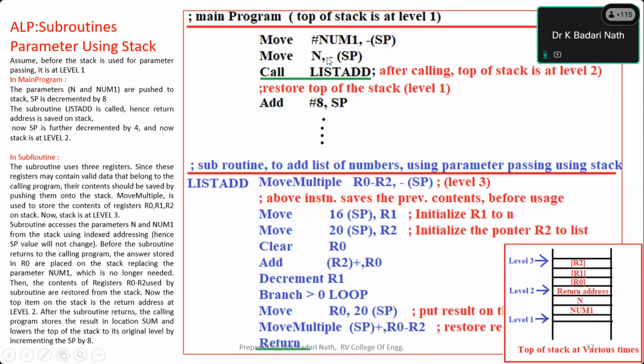Now I also push how many numbers I am supposed to add. Move n to minus SP. This is another push instruction. Again SP will be decremented by 4 and n will be saved. Now I'll initiate the call instruction.